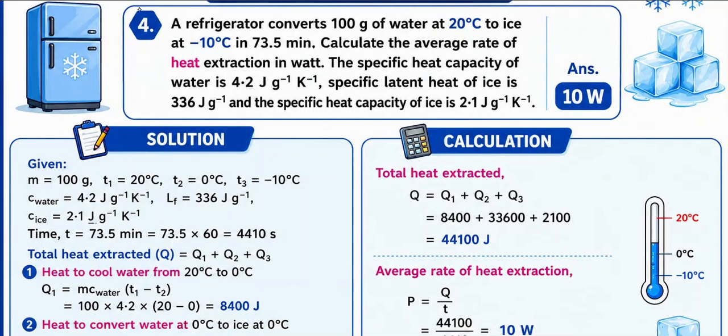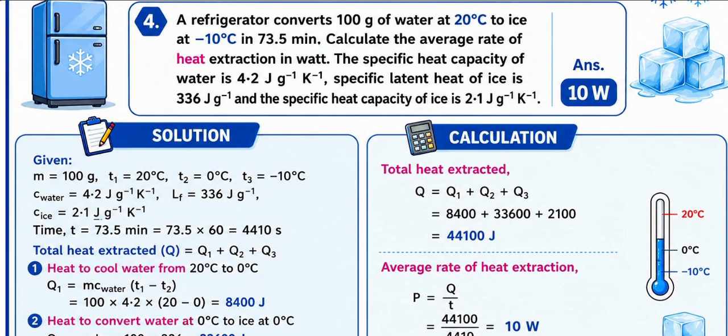Hello everyone, so let's solve the numerical from Calorimetry, ICSE grade 10 physics. The question is that a refrigerator converts 100 gram of water at 20 degrees Celsius to ice at minus 10 degrees Celsius in 73.5 minutes. We have to calculate the average rate of heat extraction in watt, and we are given the specific heat capacity of water, the specific latent heat of ice, and also the specific heat capacity of ice. Now let's see how to solve this problem.